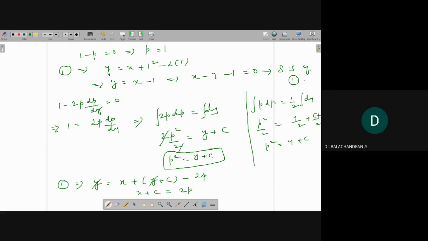If you take c here instead of c by 2, then you'll get p square equal to y plus 2c. So 2c is again a constant, so your answer differs by a constant. Then it will not make a problem, because I can't expect you to follow the same procedure. So the answer may vary up to the constant.